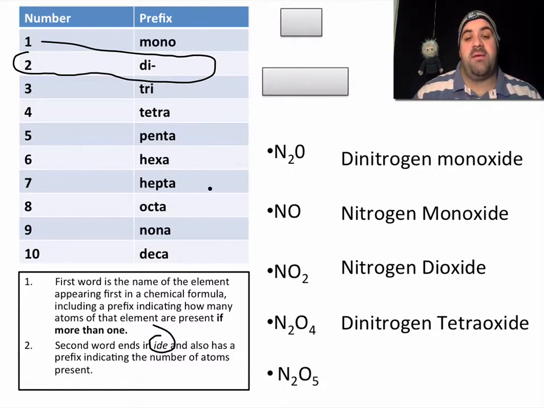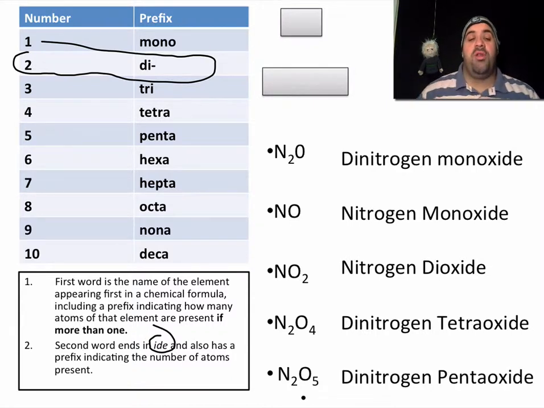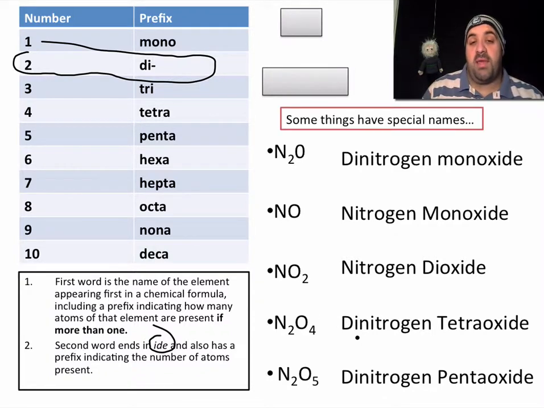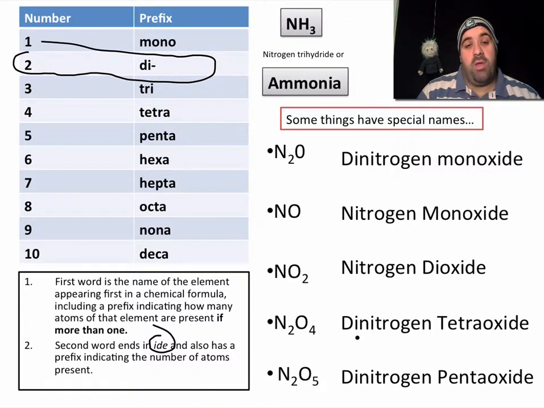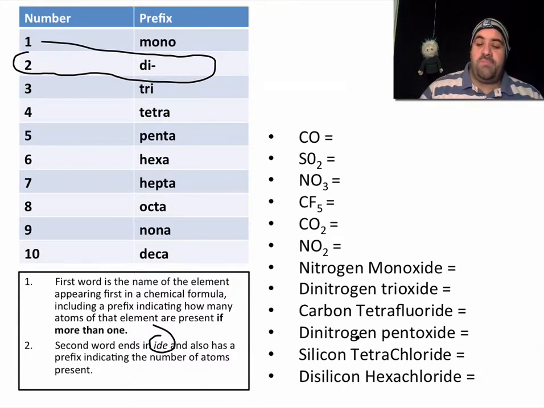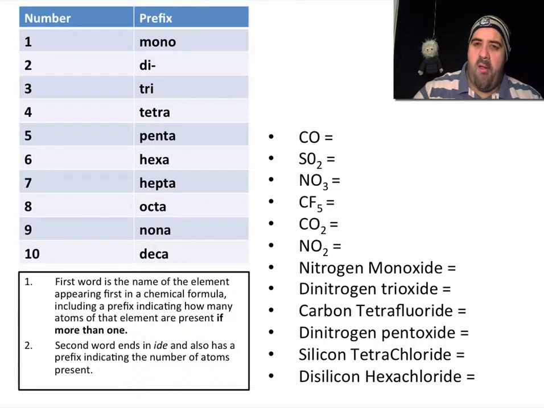And same thing down here, we're going to have dinitrogen, but not tetra. We're going to have penta, dinitrogen pentaoxide. So again, you don't memorize these prefixes, you just got to know how to use them to name chemical compounds, or molecules, I should say. Some things have special names, NH3. We could call that nitrogen trihydride, or we can call it ammonia. So again, there are special names in chemistry. Both names would work.